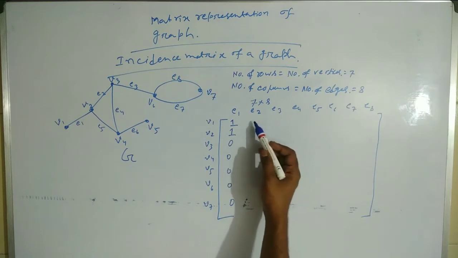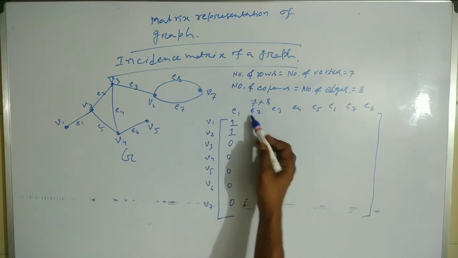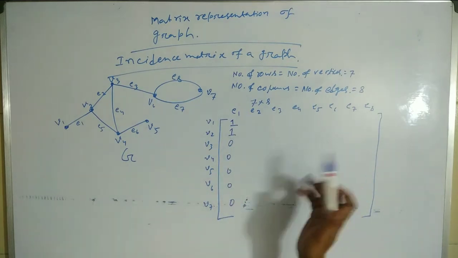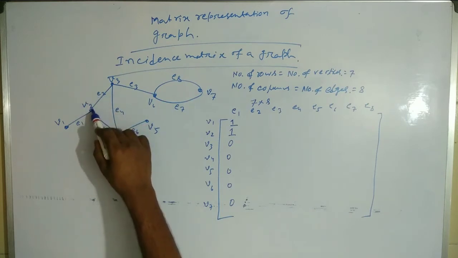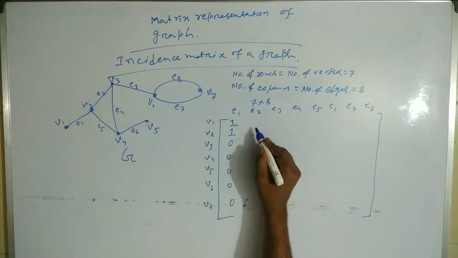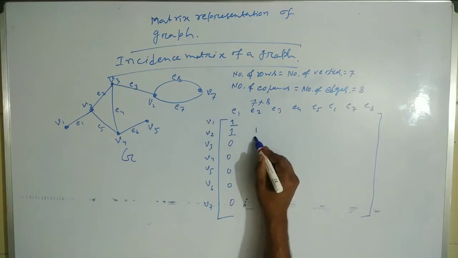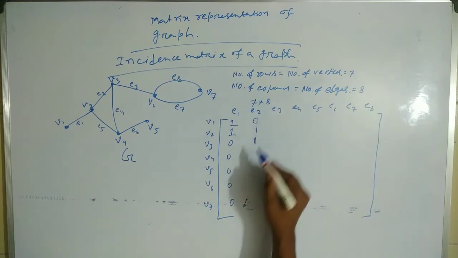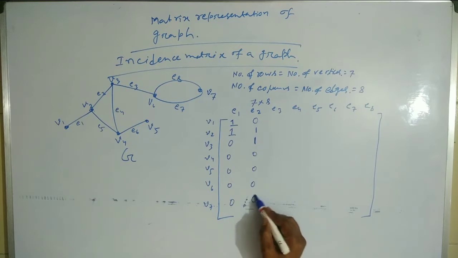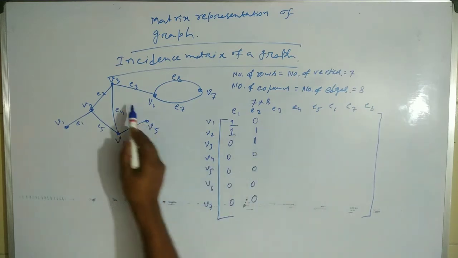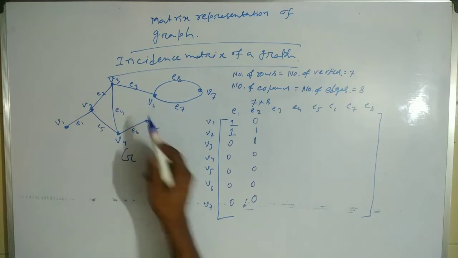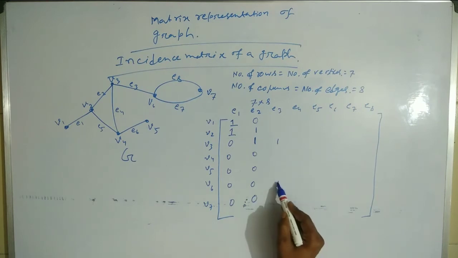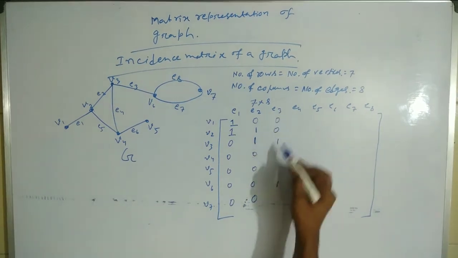Now we are going to the second column and the edge is E2. Now see with which two vertices E2 is adjacent. Now see that in the graph E2 is adjacent with V2 and V3. So put 1 in V2 and V3. 1, 1. And all the other elements will be 0. Similarly for E3, E3 is adjacent with V3 and V6. So I am putting 1 in these two places, V3 and V6, and all other elements will be 0.